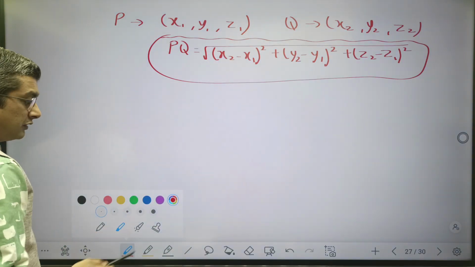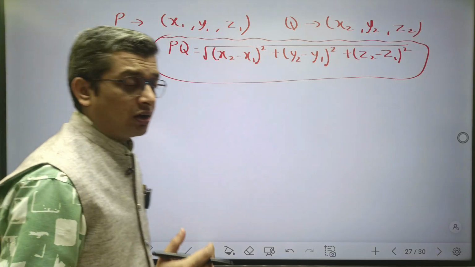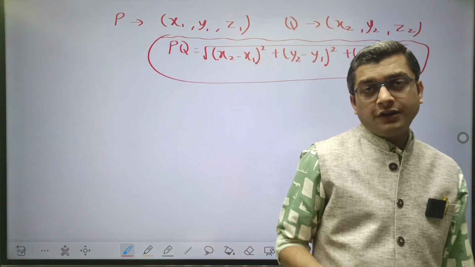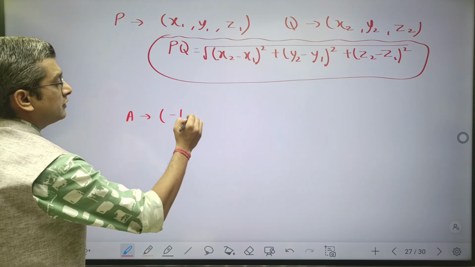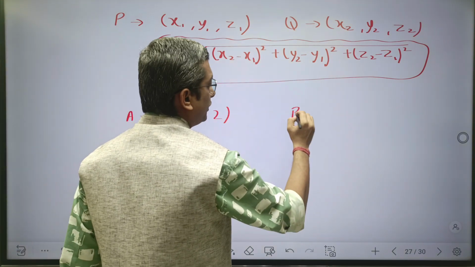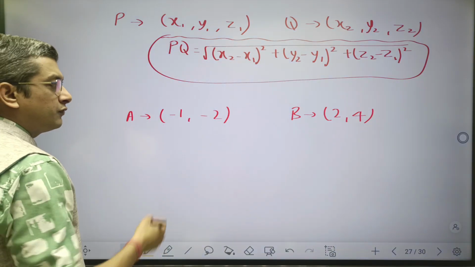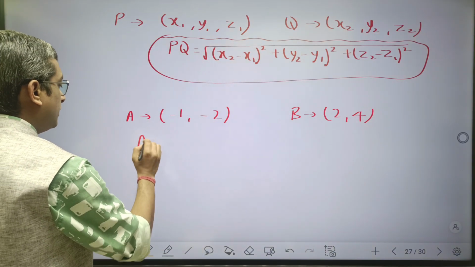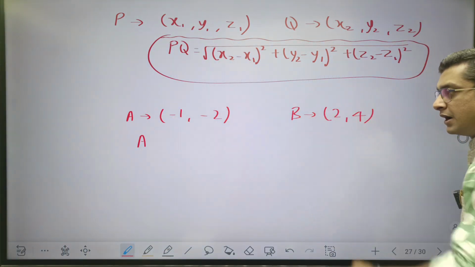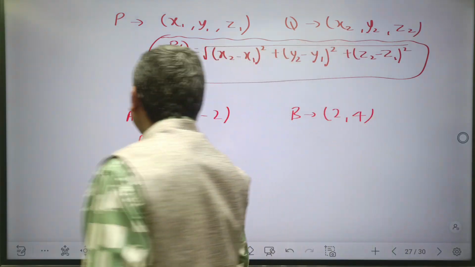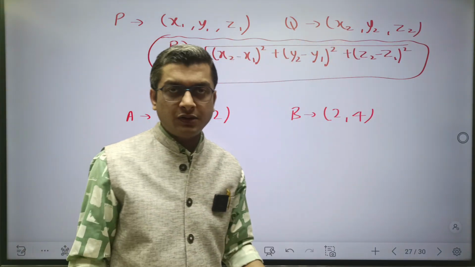In kinematics or in vectors, this formula is very useful, where you have to find the distance between two points. Suppose the coordinates of A are -1, -2 and the coordinates of B are 2, 4. Now in the question you have to find the distance between points A and B. Suppose the initial position of a particle is A and the final position is B, and the question asks you to find the distance covered by the particle. So you have to find the distance between A and B ultimately.